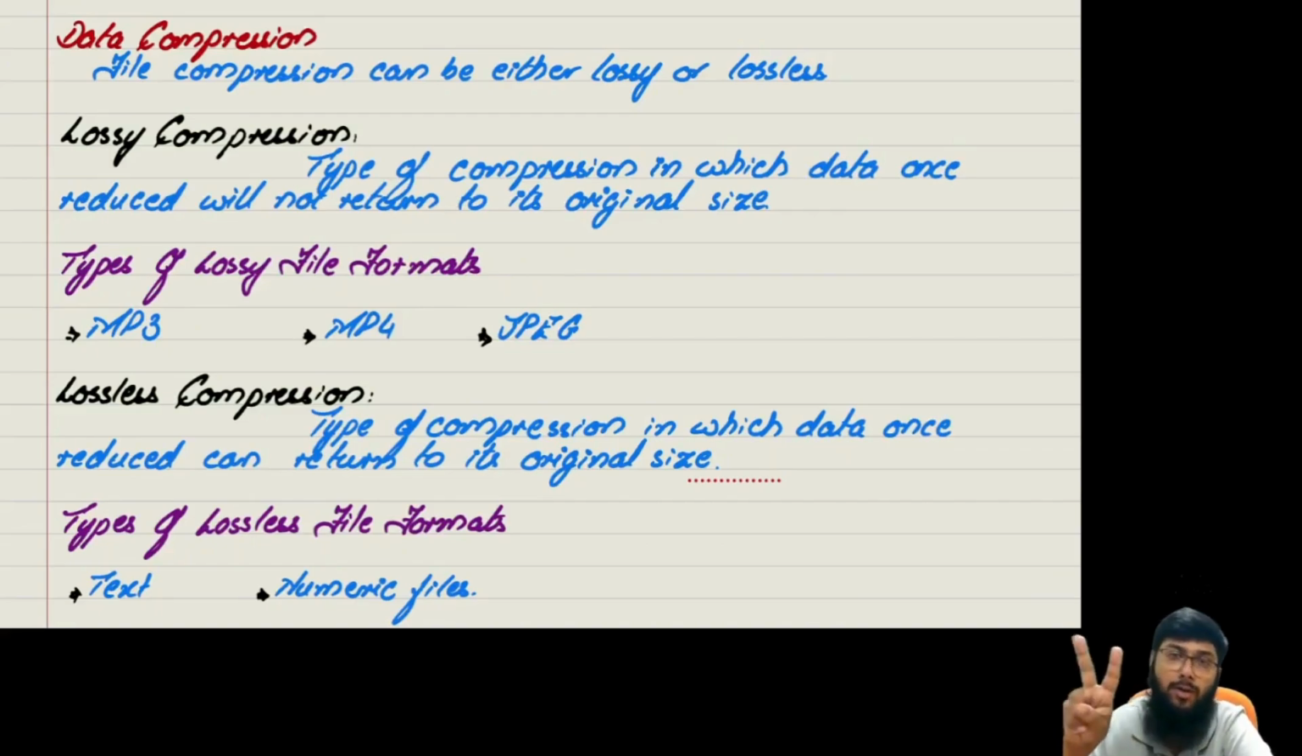Now there are two categories of data compression: lossy and lossless. Lossy is when you compress your data and you are sending it to another person. So he will be getting the compressed format of the data, but he won't be able to bring it back to its original size.